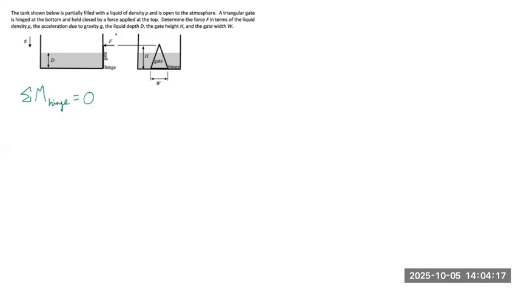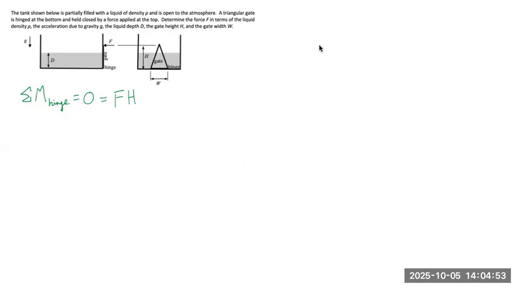And what are the moments? The force over here will exert a moment about the hinge at a distance of h. So we know that we have one moment, and this moment is going to be counterclockwise, so it's going to be positive, so we have Fh. The other moment will come from the pressure force on the gate, and this pressure force is caused by the hydrostatic pressure of the liquid with the density rho.